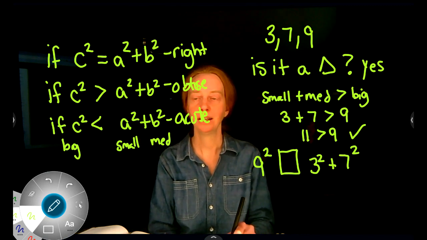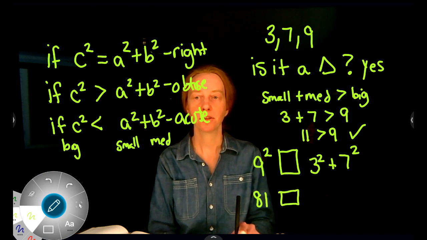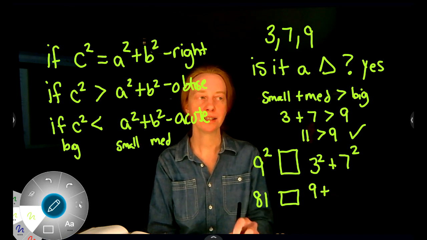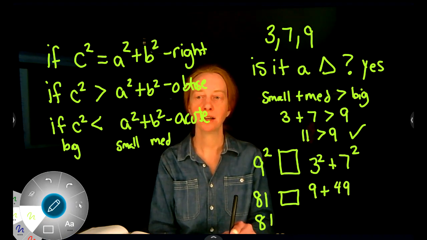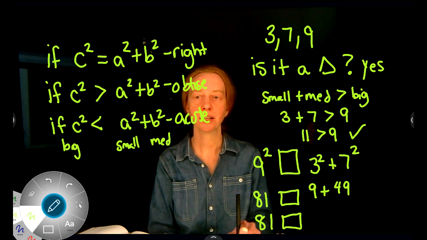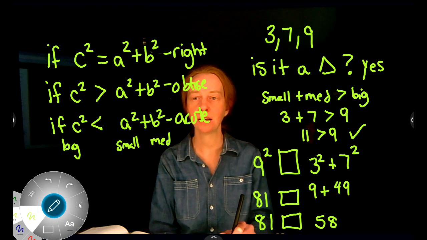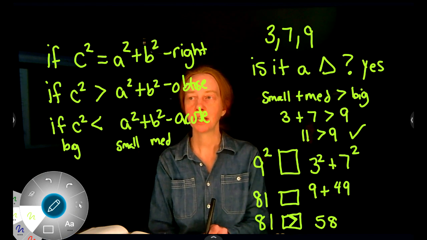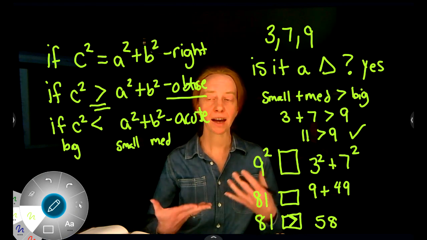Okay, so let's solve this. 9 squared, that's 9 times 9, that's 81. 3 squared, that's 3 times 3, that's 9. 7 squared is 7 times 7, that's 49. So 9 plus 49, that's 58. You can double check that if you want. So 81 is greater than 58. That means that we used this symbol, and so it is an obtuse triangle. So that's your goal with these.